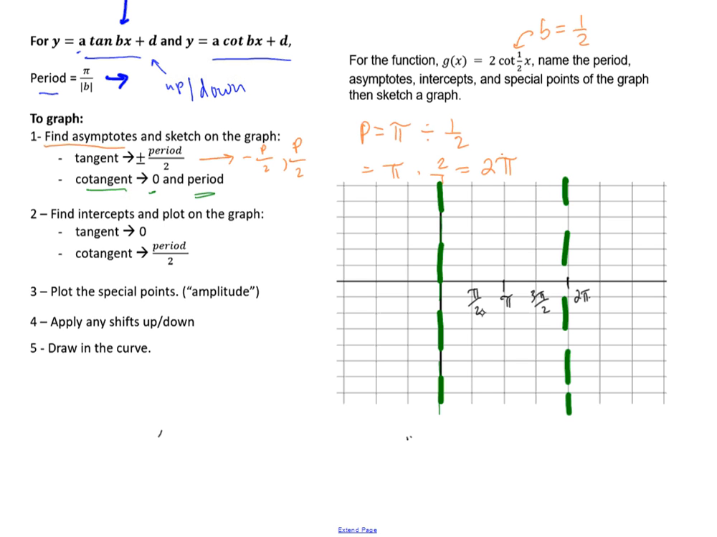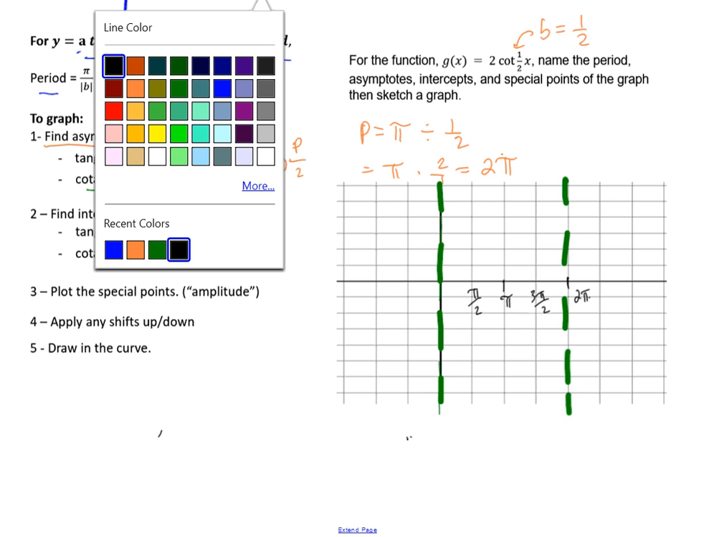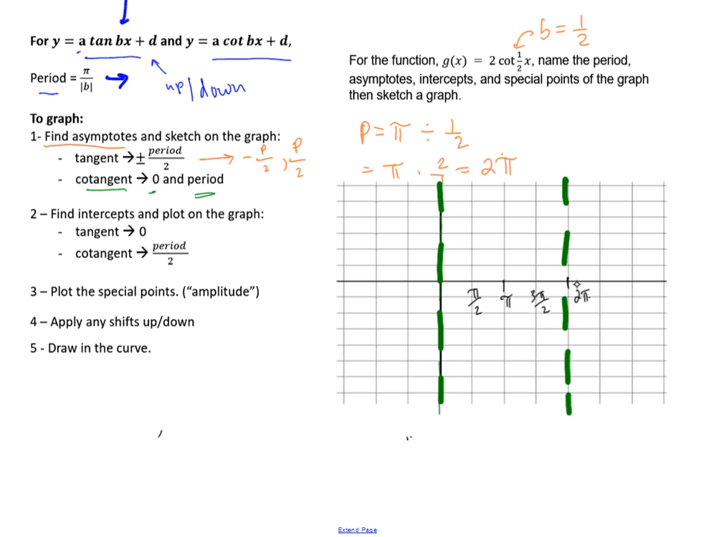Okay, once the asymptotes are in, you're going to put in your intercepts. Here's the best part about intercepts. Here's an asymptote, halfway in between, intercept. Done. Asymptote, halfway in between is your intercepts.